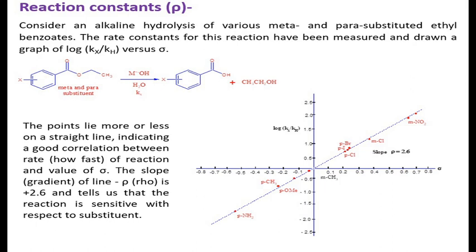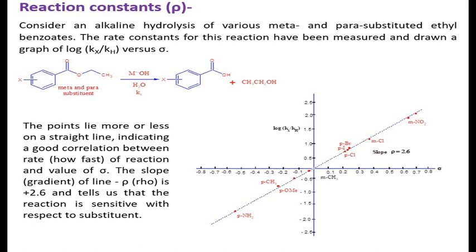Now consider four reactions: hydrolysis of benzoic acids, ionization of benzoic acids, hydrolysis of ethyl benzoates, ionization of phenols, and benzoylations of anilines. There are these different reactions, and for these different reactions the rho is constant. How is rho calculated? Now in front of us there is one reaction: alkaline hydrolysis of various meta and para substituted ethyl benzoates.